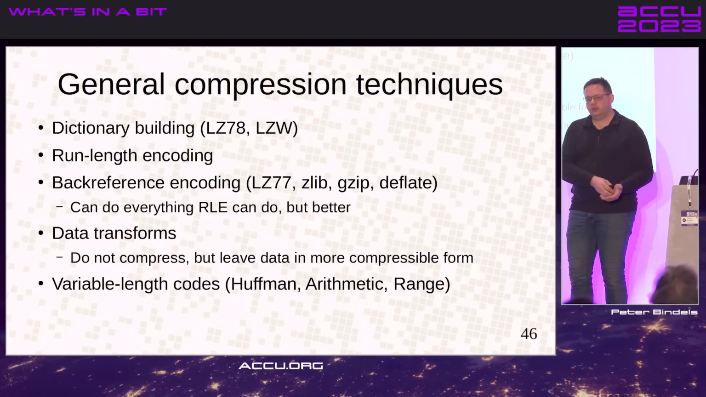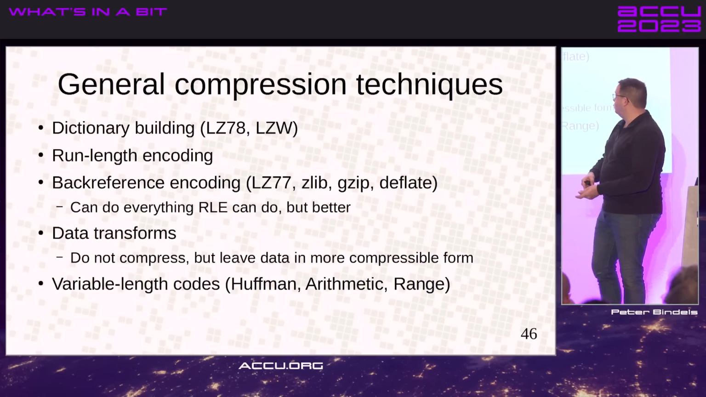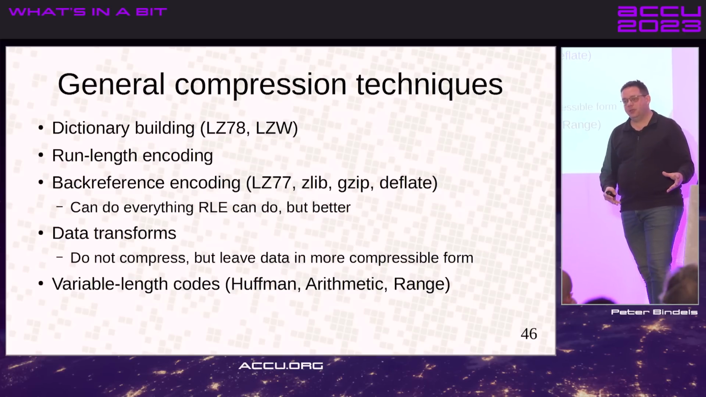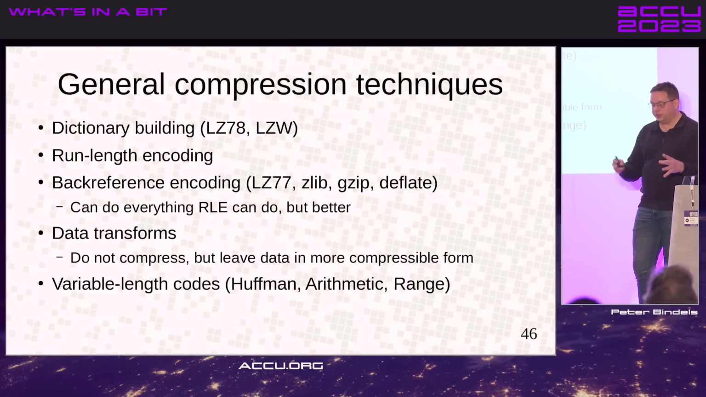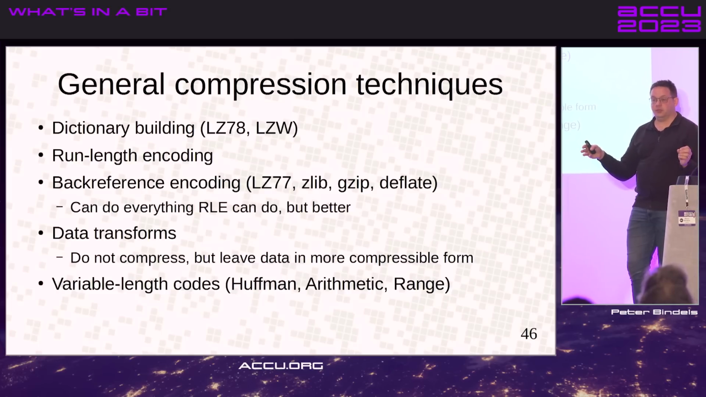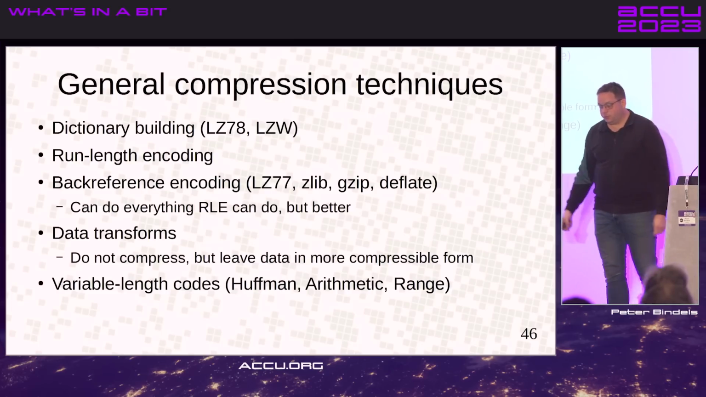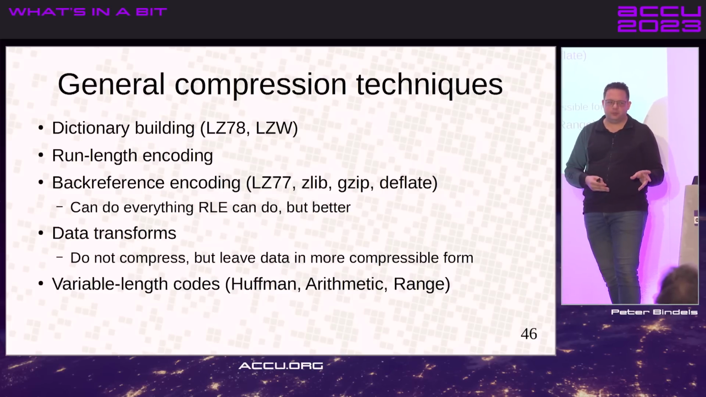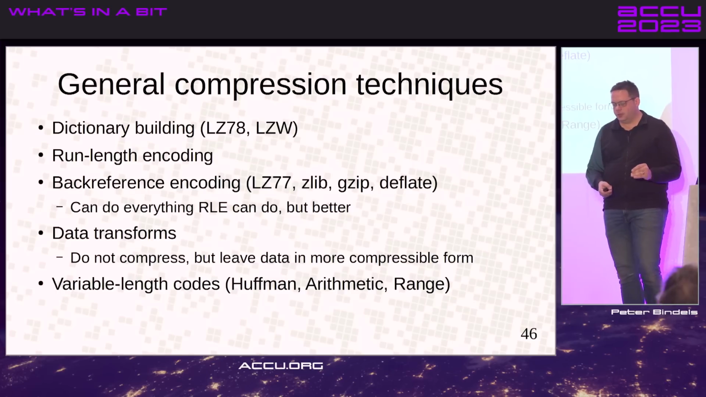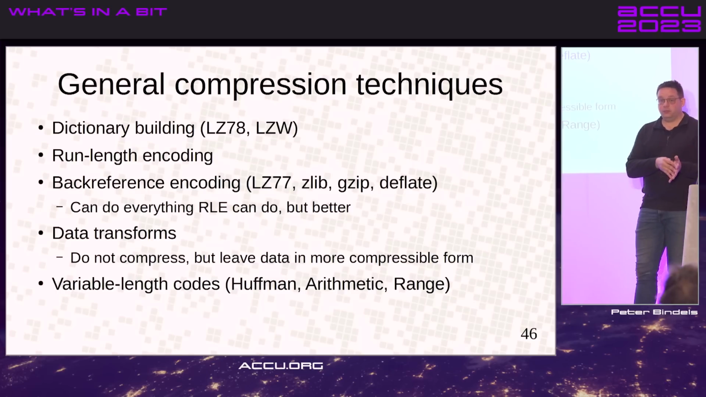A simpler way of doing things is run length encoding. This is good for some kinds of data. When you're writing it out, you notice that you're actually writing the same value a lot of times. For example, if you're encoding a cartoon character, every pixel in its face is going to be the same value. There's back reference encoding. It is trying to do the same kind of thing that run length encoding does, but smarter. There's data transforms. These are not compression methods by themselves.